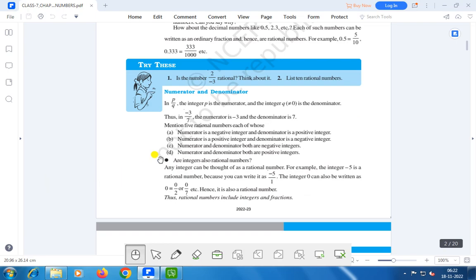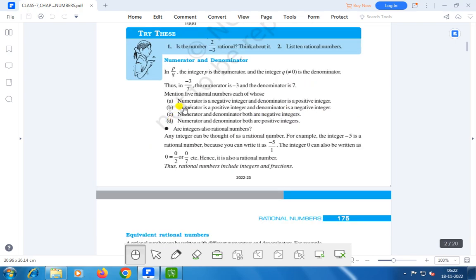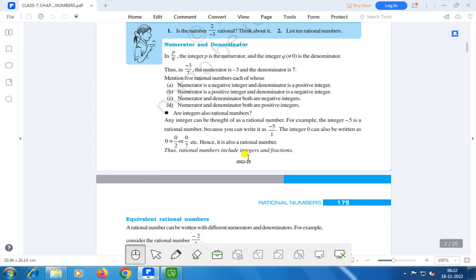Numerator and denominator. In p by q, the integer p is the numerator and the integer q not equal to 0 is the denominator. Thus, in -3 by 7, the numerator is -3 and the denominator is 7. Mention 5 rational numbers, each of whose numerator is a negative integer and denominator is a positive integer. Numerator is a positive integer and denominator is a negative integer. Numerator and denominator both are negative integers and numerator and denominator both are positive integers.